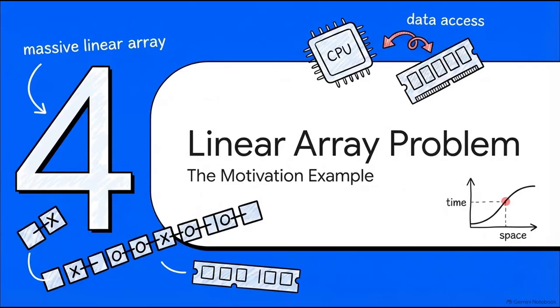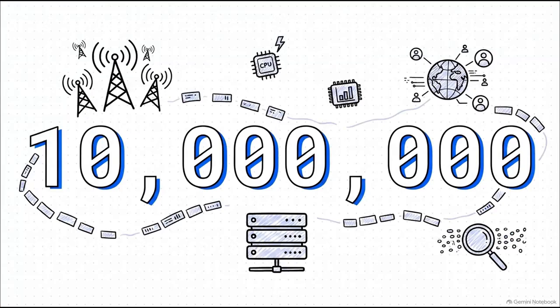Section 4. Problem: massive linear arrays. Imagine a cellular service company. They have a massive database of 10 million active users.